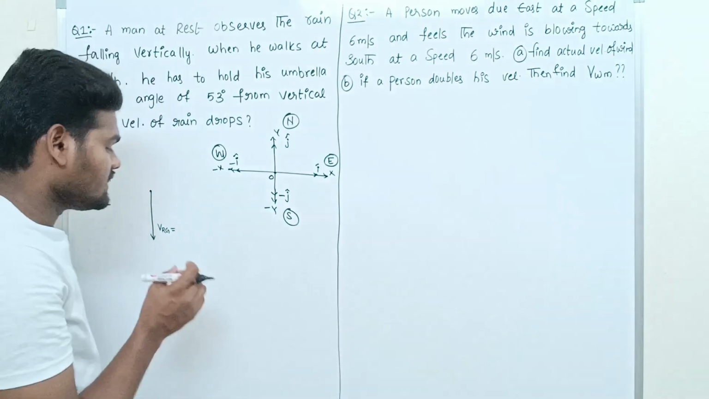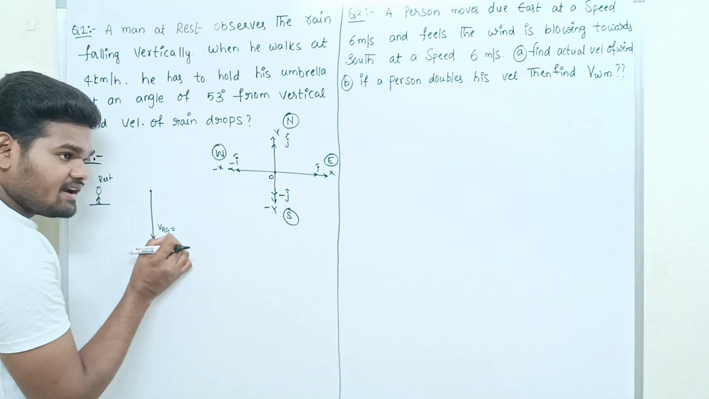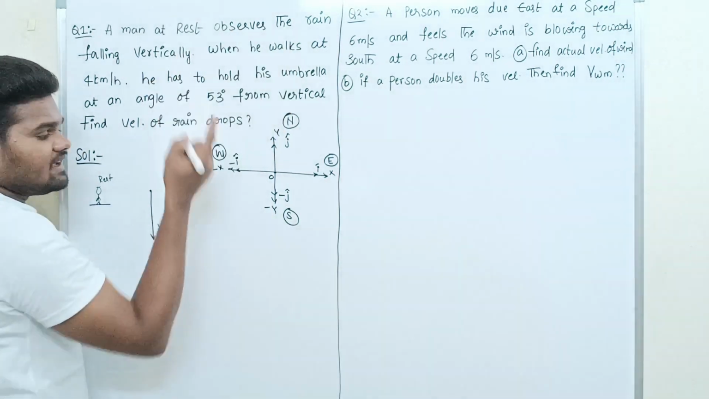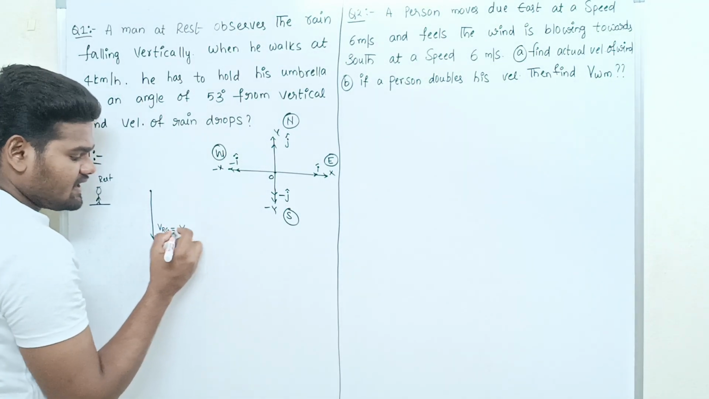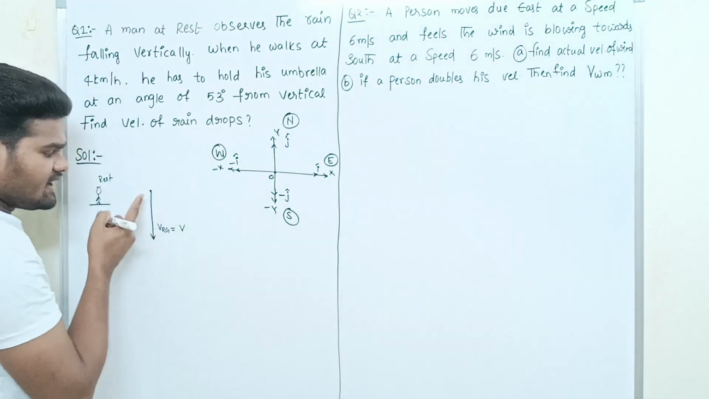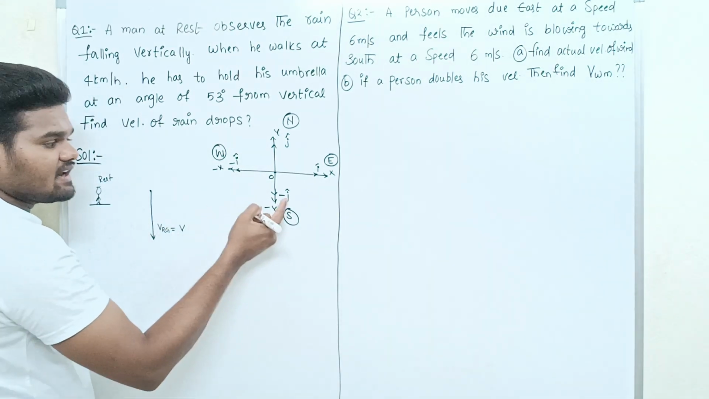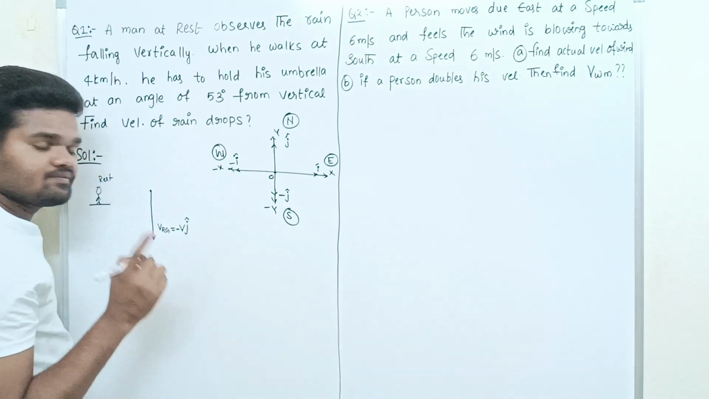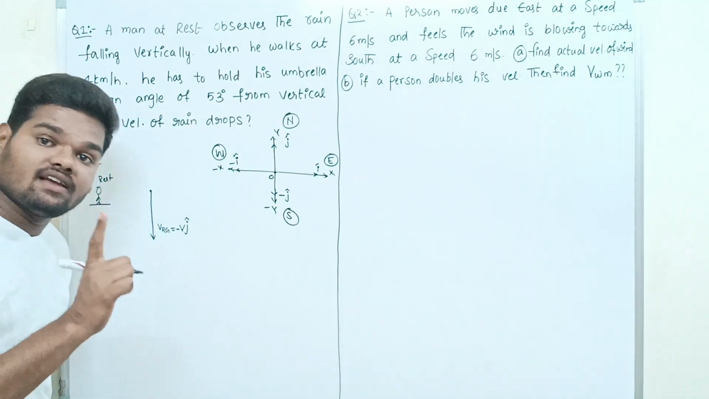So the velocity of rain with respect to ground is equal to, have a look, they have not given the velocity, so I am considering the velocity of rain with respect to ground as v, and it is falling in the vertically downward direction. What is the unit vector in a downward direction? Minus j cap. Is it clear? Any doubts?